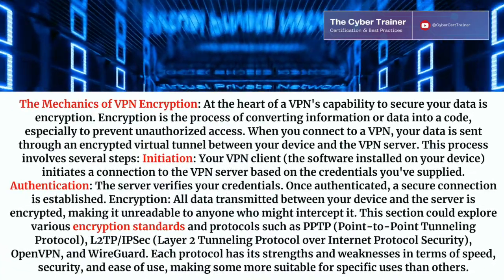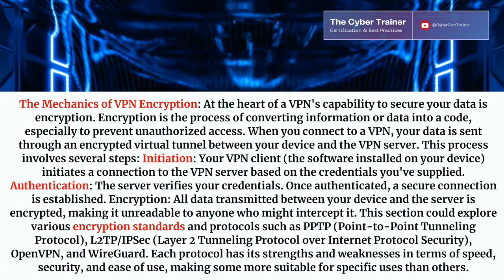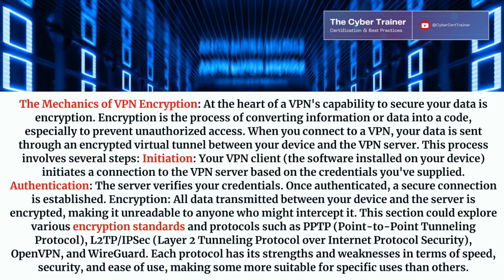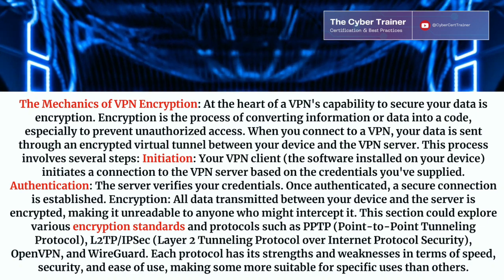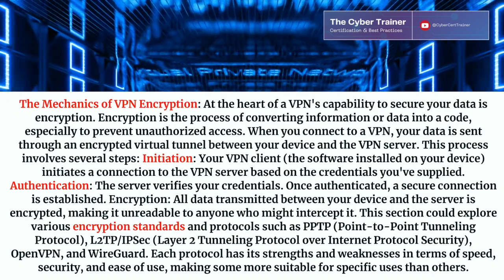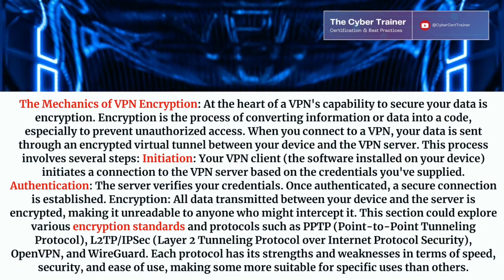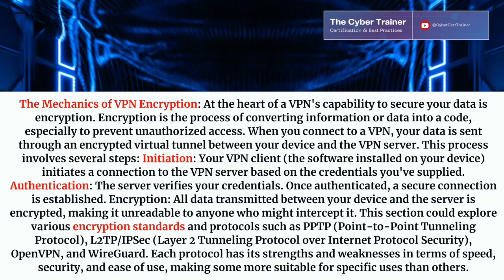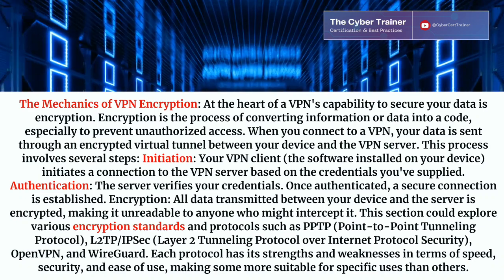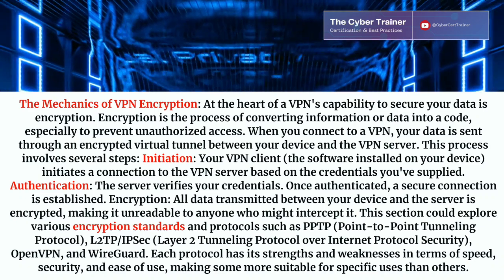The mechanics of VPN encryption. At the heart of a VPN's capability to secure your data is encryption. Encryption is the process of converting information or data into a code, especially to prevent unauthorized access. When you connect to a VPN, your data is sent through an encrypted virtual tunnel between your device and the VPN server. This process involves several steps.